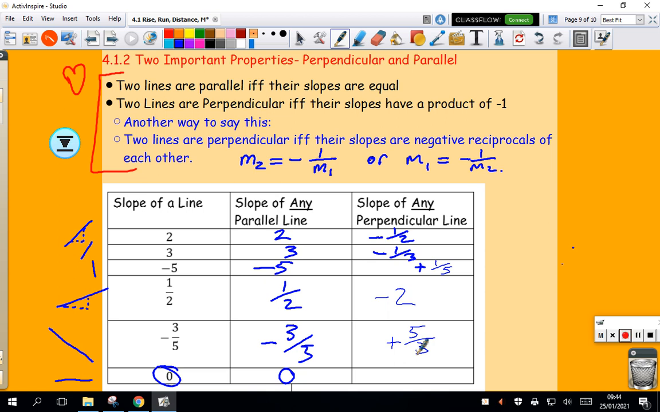Perpendicular lines. So the slope of a line is 0. That line is horizontal. The negative reciprocal of 0 is actually undefined. Negative 1 divided by 0 is undefined. What does that mean? Well, if the line is horizontal, any perpendicular line will be vertical, and vertical lines have an undefined slope. Why? If I take any 2 points on a vertical line, the horizontal change between them is 0, and we cannot divide by 0. So parallel and perpendicular lines, make sure you know that, and practice, practice, practice.